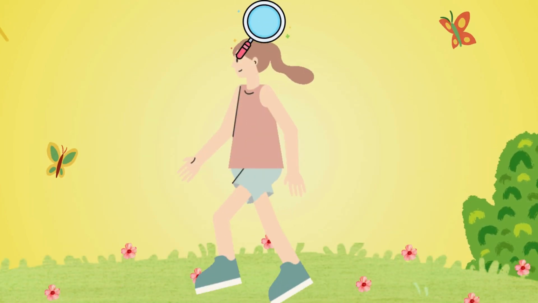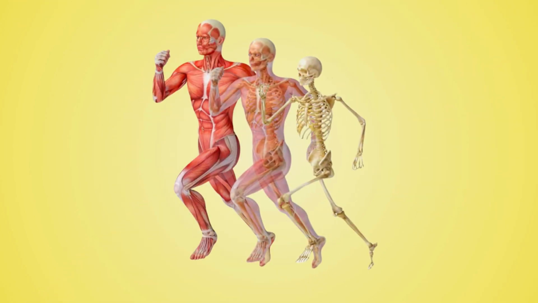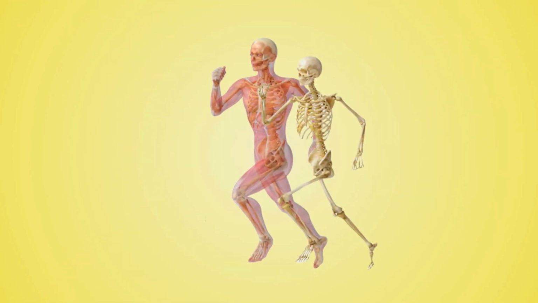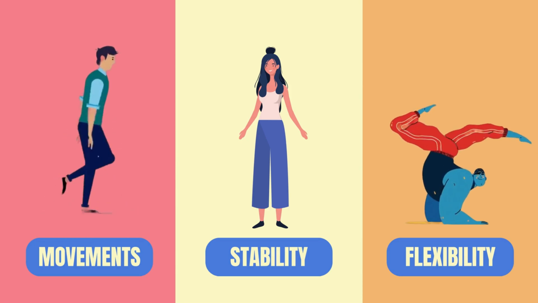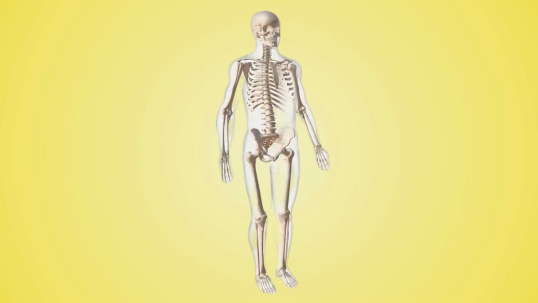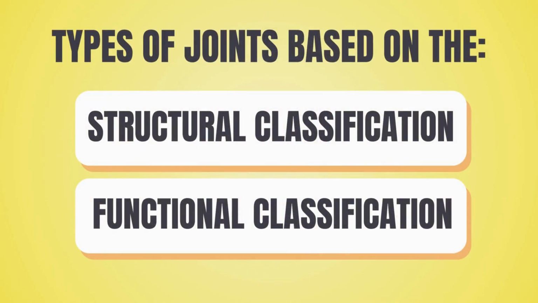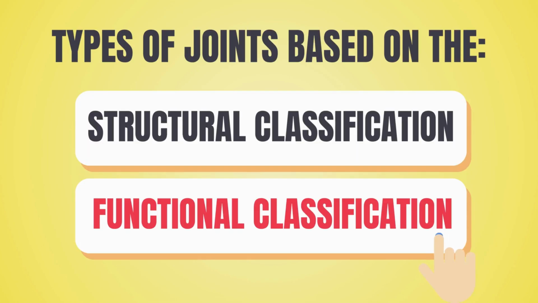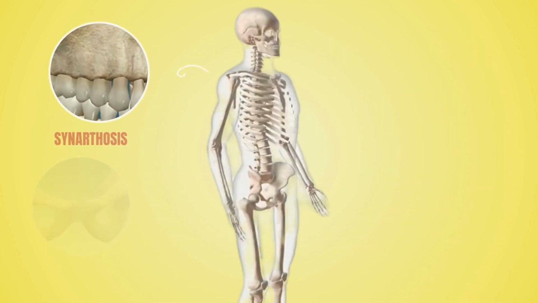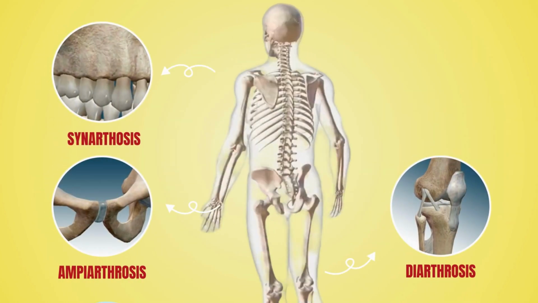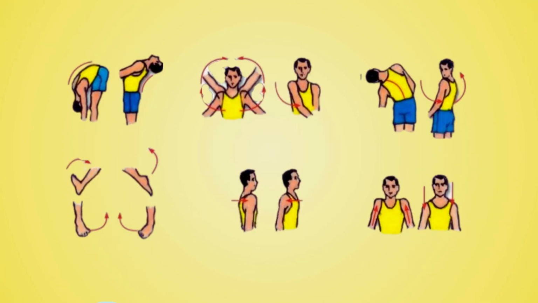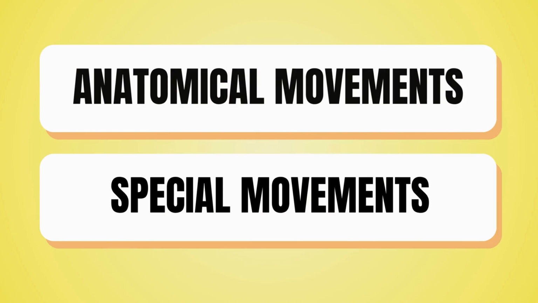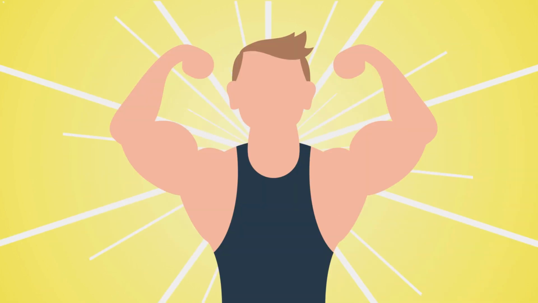The articular system is a complex network of joints that plays a vital role in our musculoskeletal system, allowing movement, stability, and flexibility. In this report, we will explore the different types of joints based on their tissue structure, including fibrous, cartilaginous, and synovial joints. We will also examine the various degrees of movement in joints such as synarthrosis, amphiarthrosis, and diarthrosis. Additionally, we will discuss anatomical movements and special movements that demonstrate the impressive range of motions our bodies can achieve.